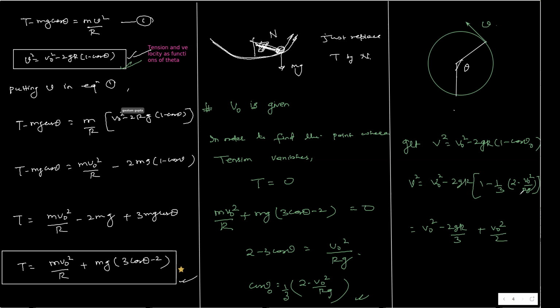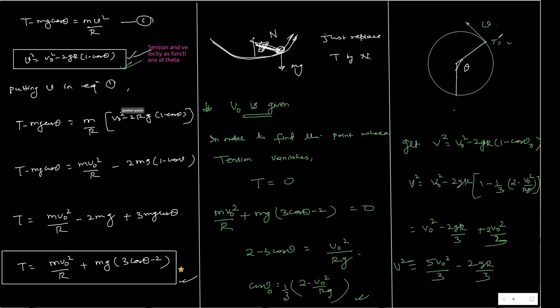Rg will get cancelled and it will become 2 by 3 V naught square. So V naught square minus these two terms: 2gR by 3, and this is plus 2 by 3 into V naught square by 3. Okay, so you will get 3 plus 2, 5 V naught square by 3, minus 2gR by 3. This is your v.